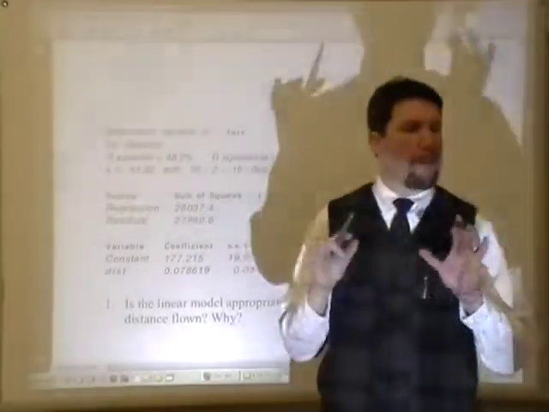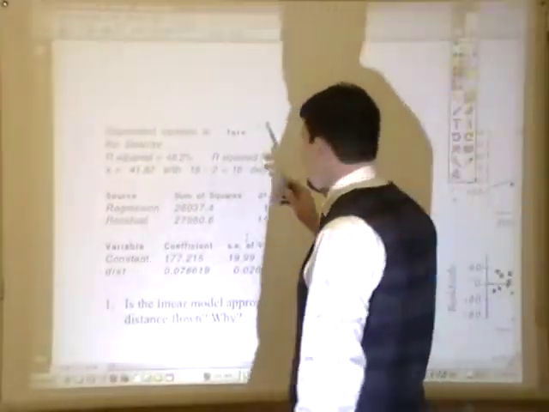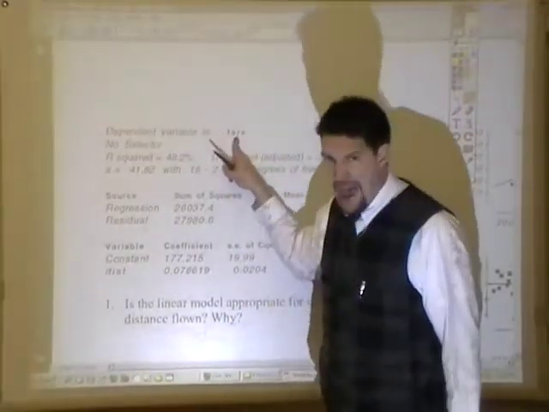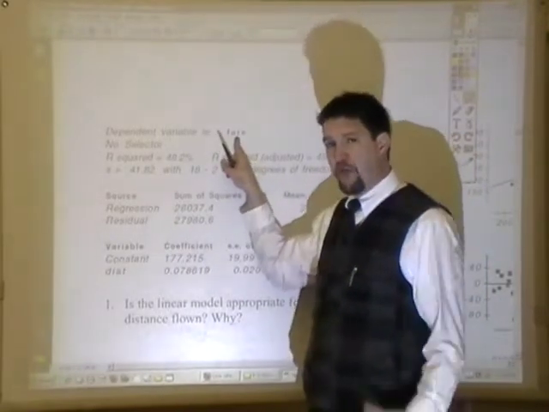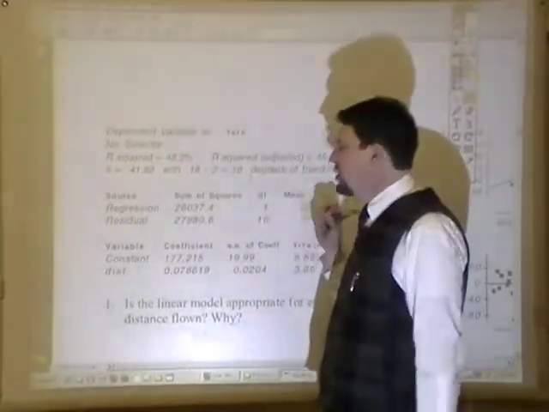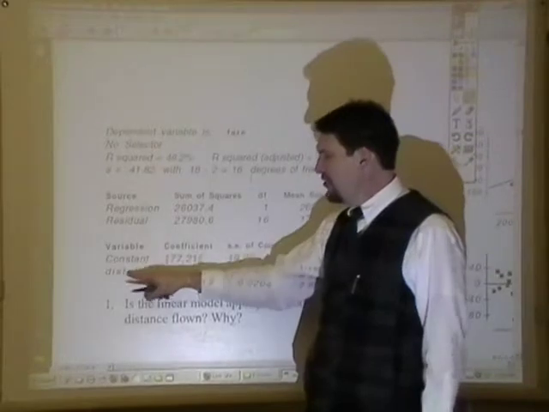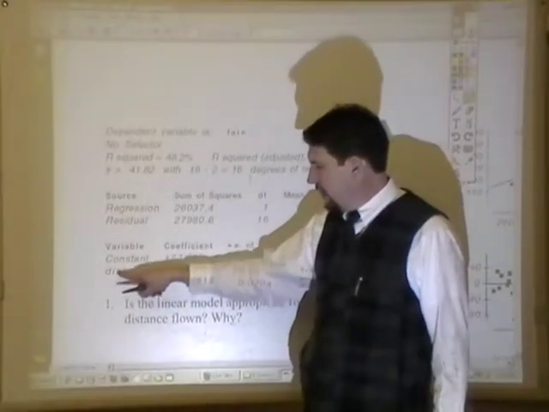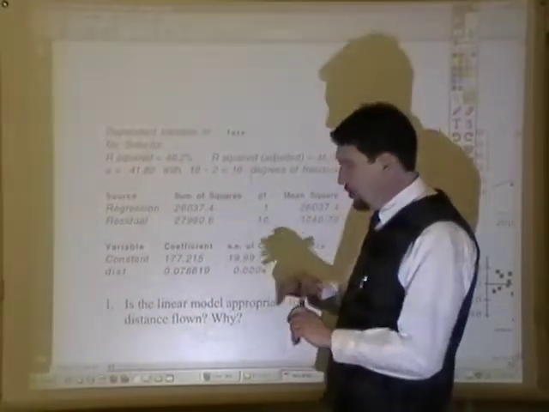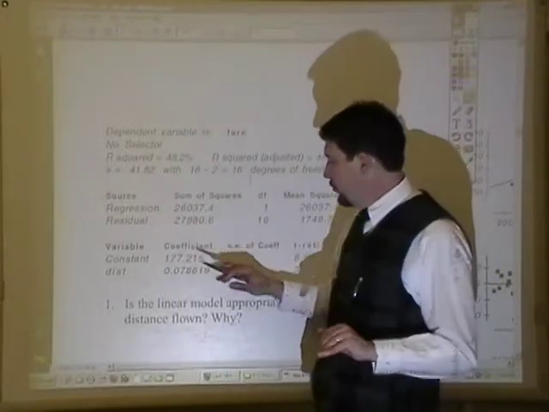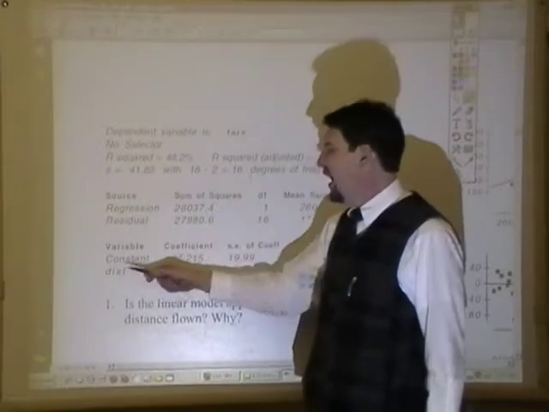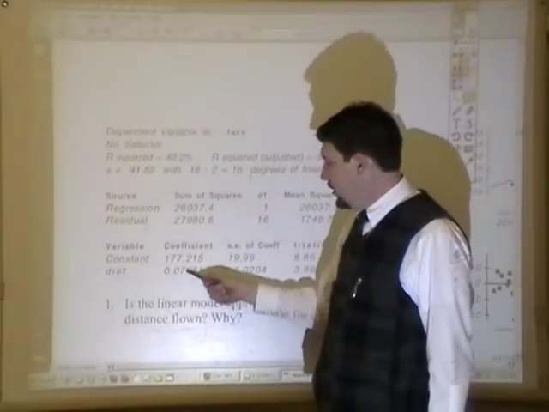Now, understand that the best answer you can give works like this. Your y hat could be said fair hat, because you are predicting the fair. For us, it would be freshman year GPA hat is equal to, and then instead of x, you would put the explanatory variable. Here it is distance. For us, it would be SAT. But again, because you're going to be asked to find the equation for the line of best fit from this: next to the word constant is the y-intercept, and next to the other word, which is your explanatory variable, is the slope.